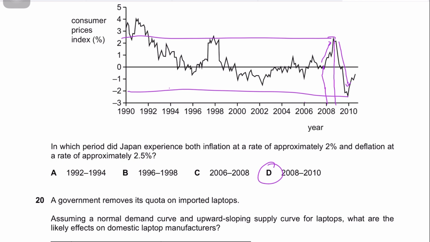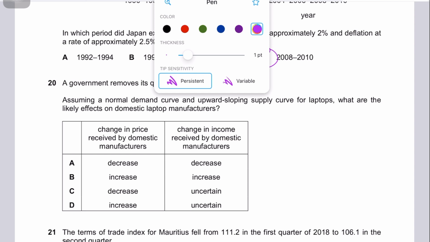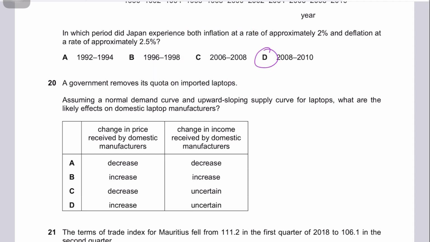Question 20 says a government removes its quota on imported laptops, assuming a normal demand and upward sloping supply curve. What is likely the effects on domestic laptop manufacturers? Change in the price received by, so obviously if you're removing a quota, the domestic price for laptops should decrease, because remember that when a quota is imposed, it reduces the quantity of imports, but it also increases the domestic price for the laptop, so it should decrease, right?